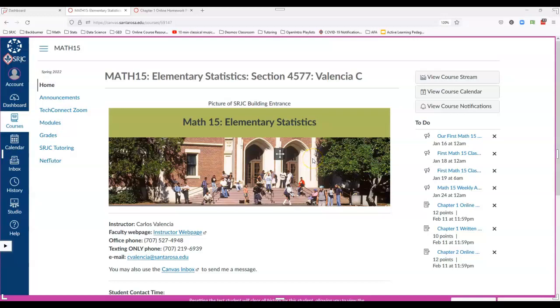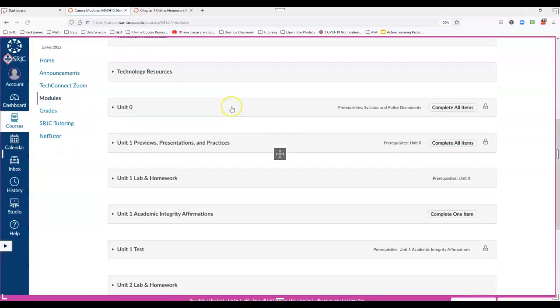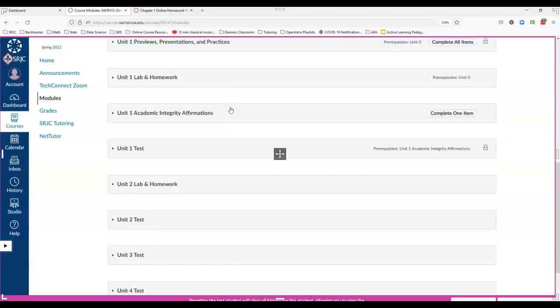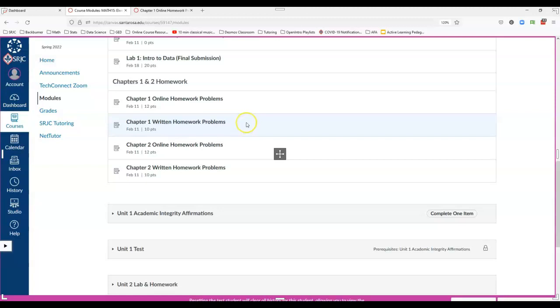In this brief video, I will discuss the two components involved in a homework assignment. So to begin with, I go to Modules, and we'll take a look at the Unit 1 homework assignments that are available. We can see that there are homework assignment components for both Chapter 1 and Chapter 2, and you can see that there are two components for each chapter's homework.